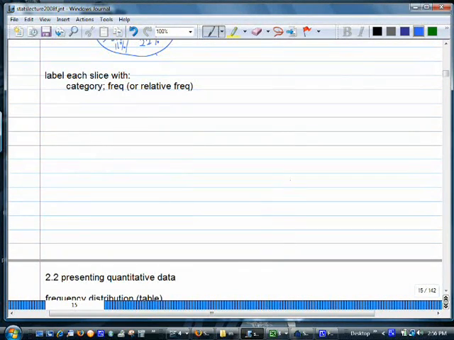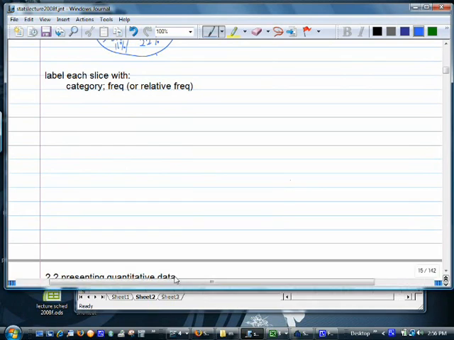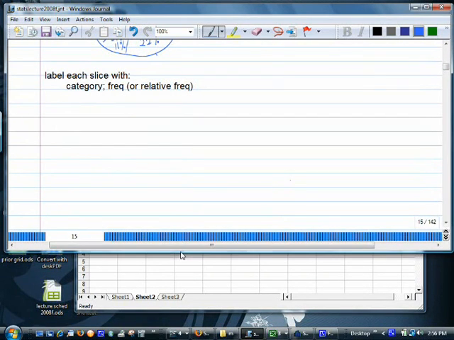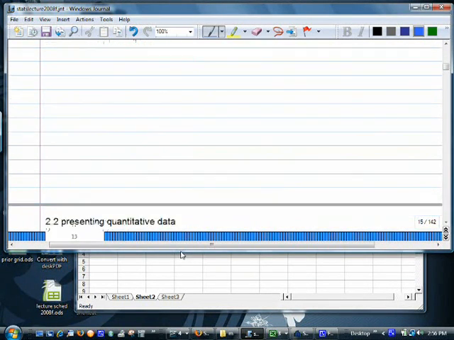So next up, presenting quantitative data. So again, the first thing we're going to look at is a frequency distribution table.